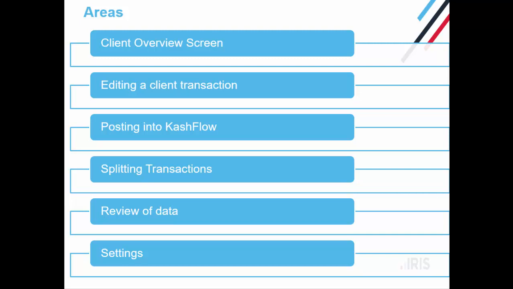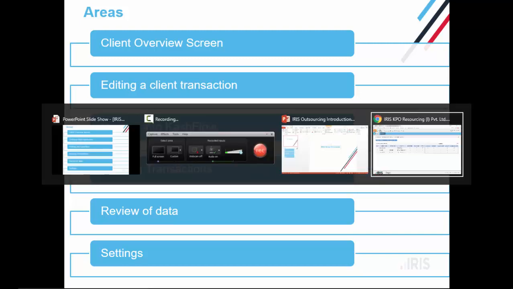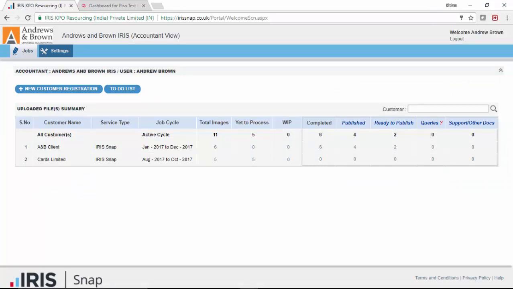If you first go into the Iris Snap portal, you can see here we're on the overview screen. On the left, I have a list of all of my clients, and on the right, we can see how many images have been sent, how many are yet to be processed, the amount completed, published, ready to publish, and if there's any queries on the data.